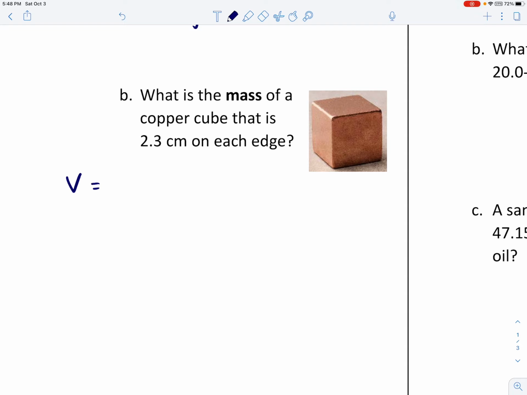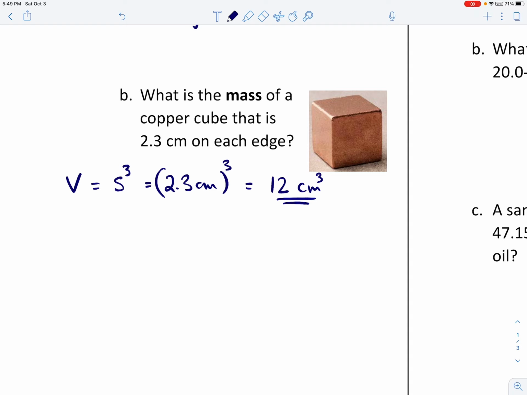For a cube's volume, it would be length times width times height, or since they're all the same, we could just call those sides, and say S times S times S, or S cubed. So we get 2.3 centimeters cubed. Grab a calculator now. Think about how many digits you'll keep in the answer. You can only keep 2 digits in this volume. 2.3 has 2 digits, so the answer is going to be 12 cubic centimeters. There's the volume of the cube.